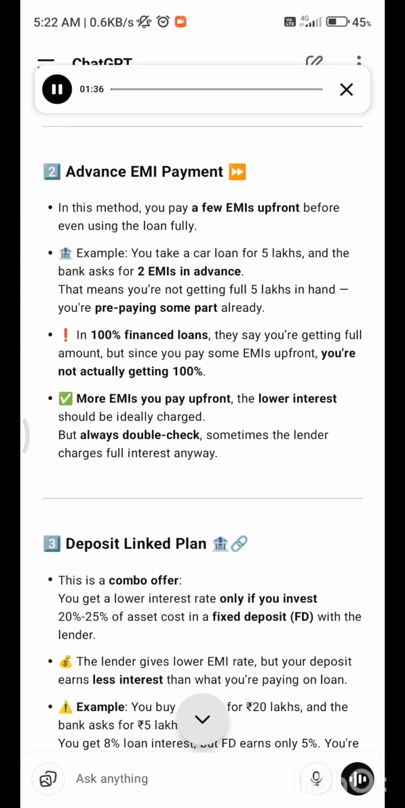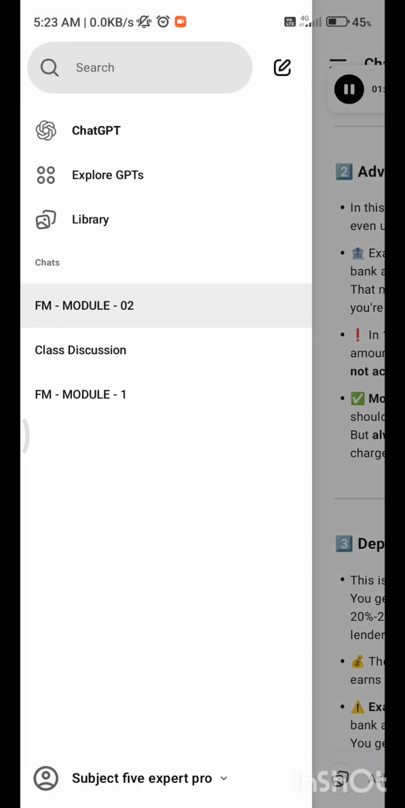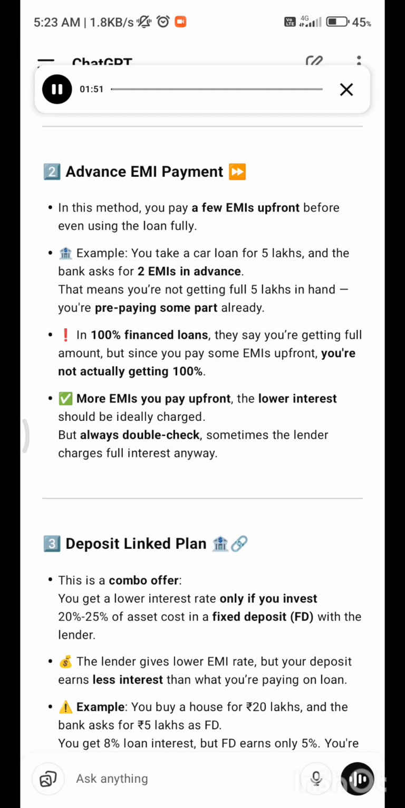Number 2. Advance EMI payment. In this method, you pay a few EMIs upfront before even using the loan fully. Example, you take a car loan for 5 lakhs and the bank asks for 2 EMIs in advance. That means you're not getting full 5 lakhs in hand. You're prepaying some part already. In 100% financed loans, they say you're getting full amount, but since you pay some EMIs upfront, you're not actually getting 100%. More EMIs you pay upfront, the lower interest should be ideally charged, but always double check. Sometimes the lender charges full interest anyway.